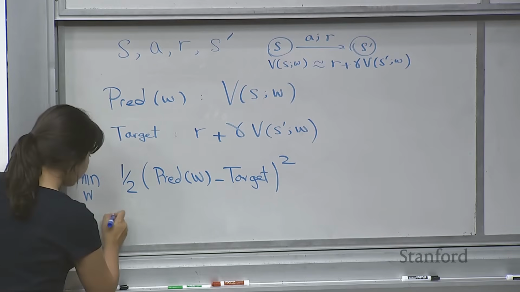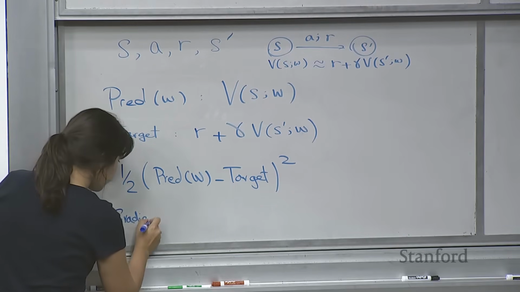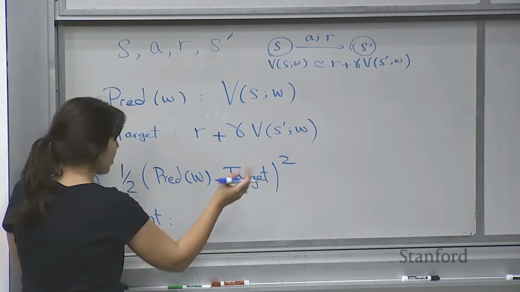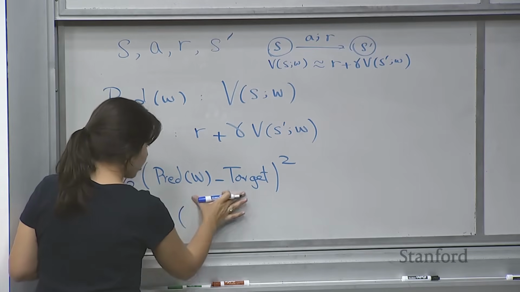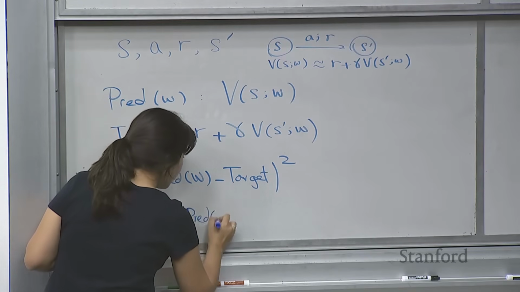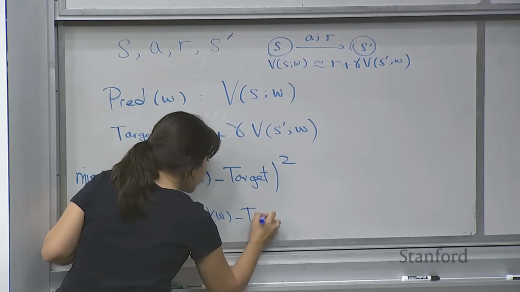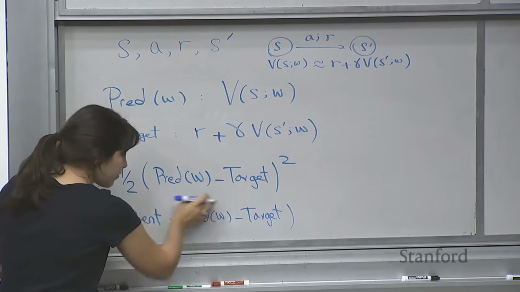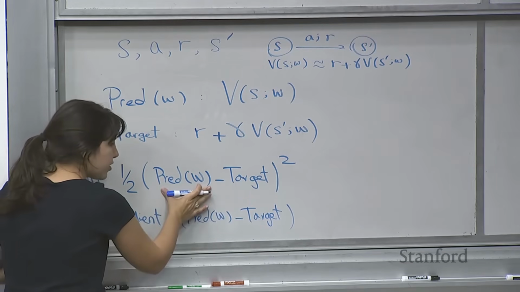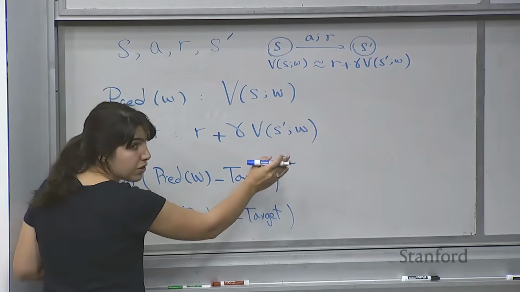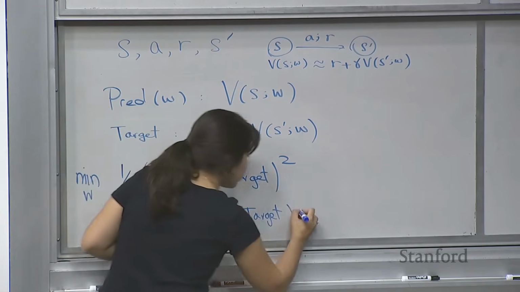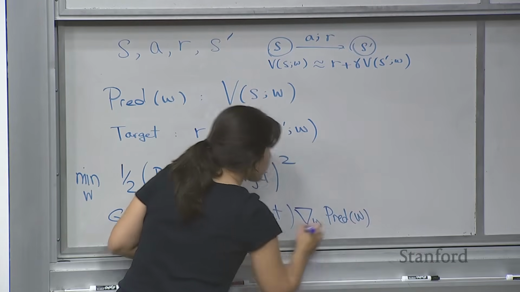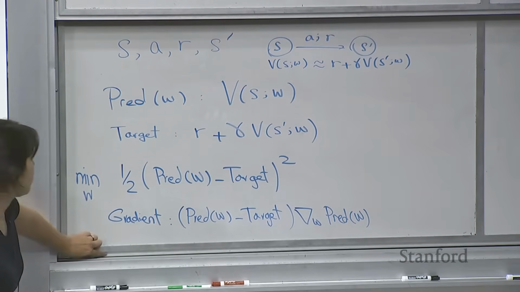I can take the gradient. What is the gradient equal to? This is simple, right? The 2 gets canceled. The gradient is just this guy, prediction of W minus target, times the gradient of this inner expression. The gradient of this inner expression with respect to W is the gradient of prediction with respect to W minus 0, because target, I'm treating it as a number.